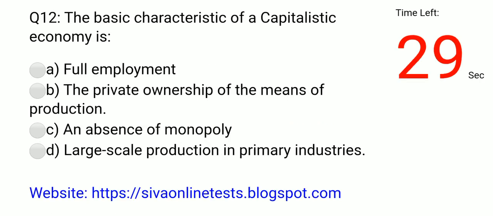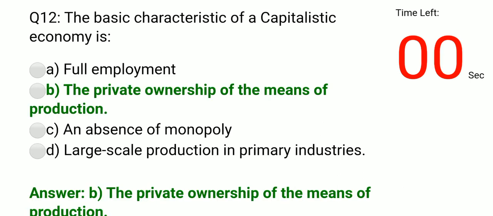Question 12. The basic characteristic of a capitalistic economy is. Options. A. Full employment. B. The private ownership of the means of production. C. An absence of monopoly. D. Large-scale production in primary industries. Answer. B. The private ownership of the means of production.